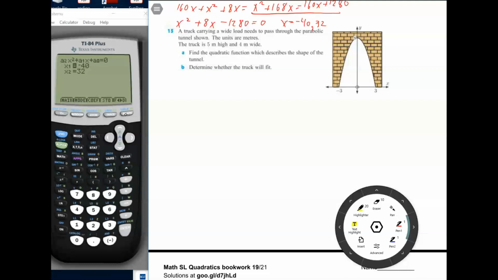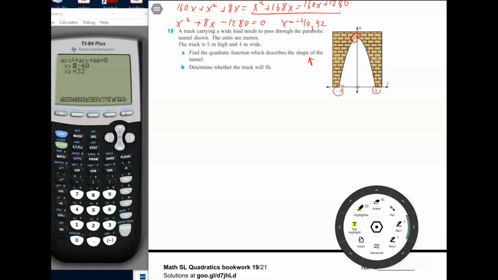Okay. So let's do A first. Just ignore the information they gave you about the truck. You don't need that right now. Okay. Just look at the numbers here. There's -3 here, 3 here, 8 on top. Try to write the equation for that.